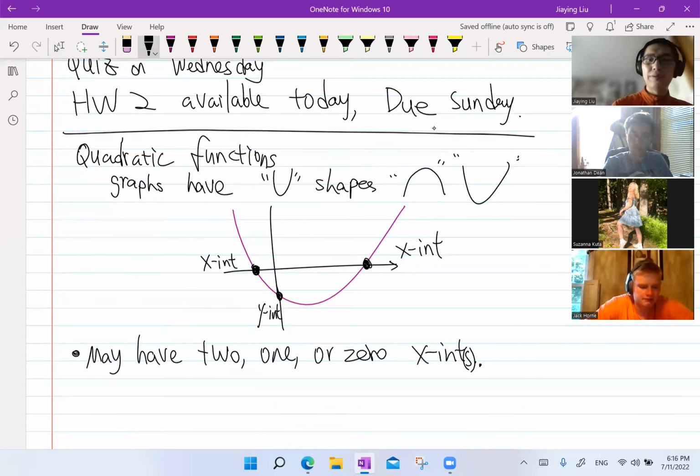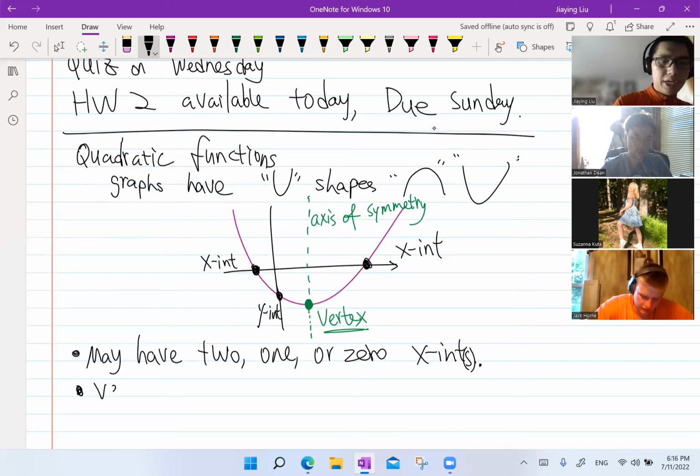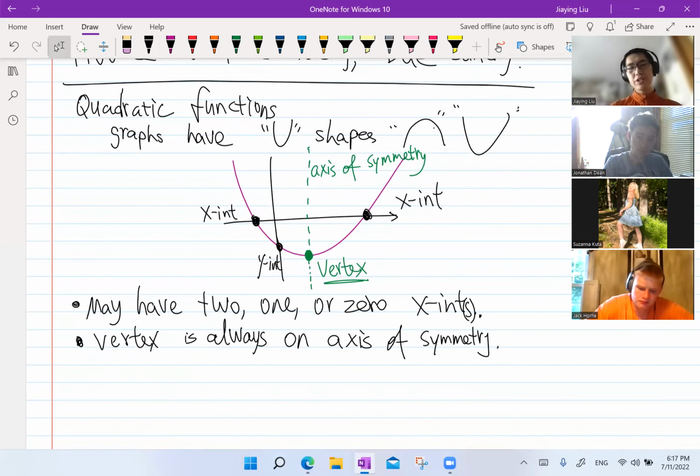This is also an x-intercept in the example. And then this is called the axis of symmetry. It's always a symmetric shape, so in the middle you can draw a dotted line. It's called the axis of symmetry, and it always has one. And it's always going to have this point on the bottom or the very top of the graph. This is called the vertex. And the vertex is always on the axis of symmetry, or you can say the axis of symmetry always goes through the vertex. So that's the graph of quadratic functions.